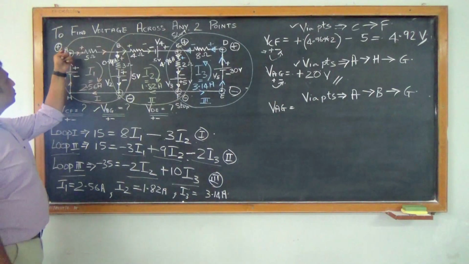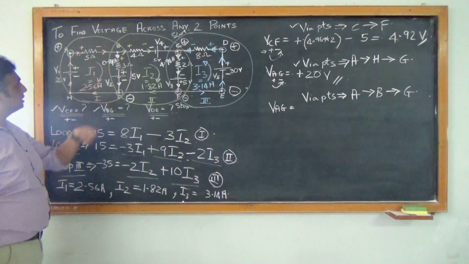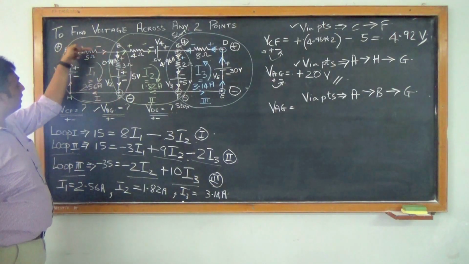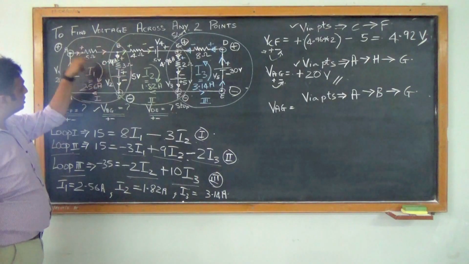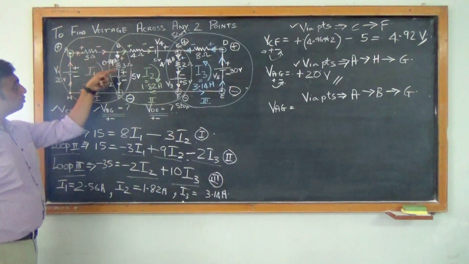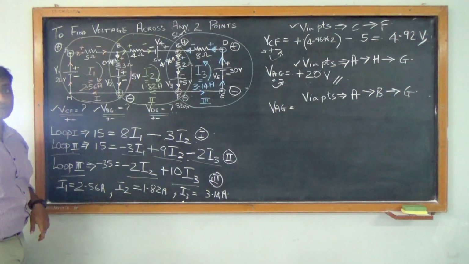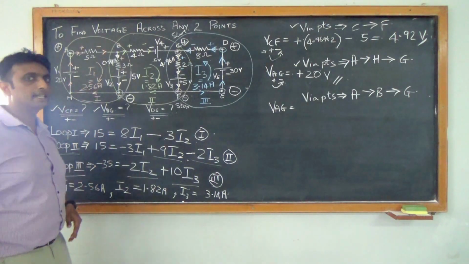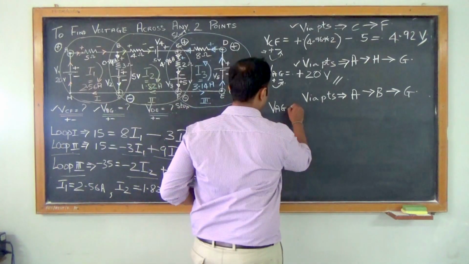So now we will take the loop from A to B and B to G. So it is moving from A, going to B and going to G. So this is my second loop. Now even in the second loop, I should yield the same result of 20 volts. So let's see if we are getting the same 20 volts result.